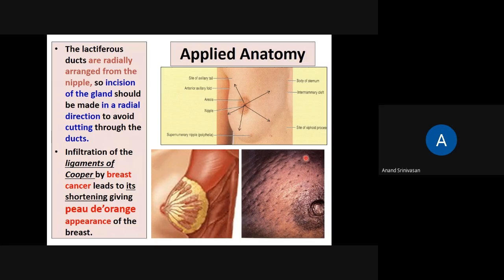In a normal mammary gland, you will not be able to see these small tiny puckerings. If you find this orange peel appearance during inspection of a mammary gland, suspect cancer and ask the person to do investigations like a mammogram. In case you find a lump, do an FNAC, biopsy.